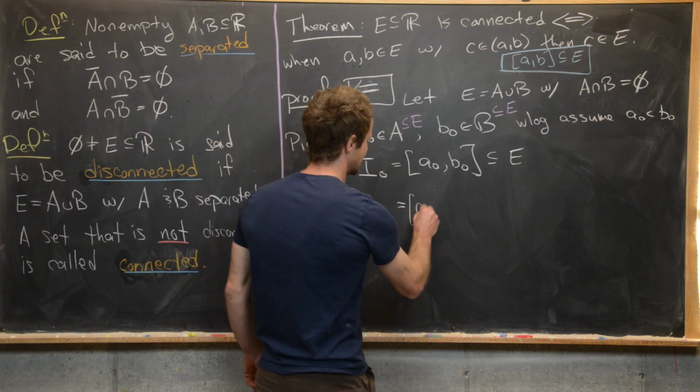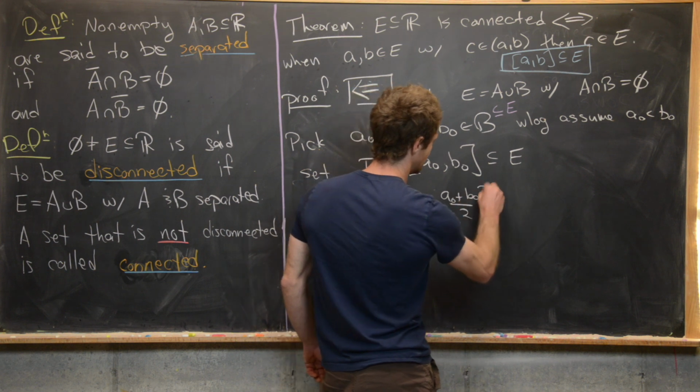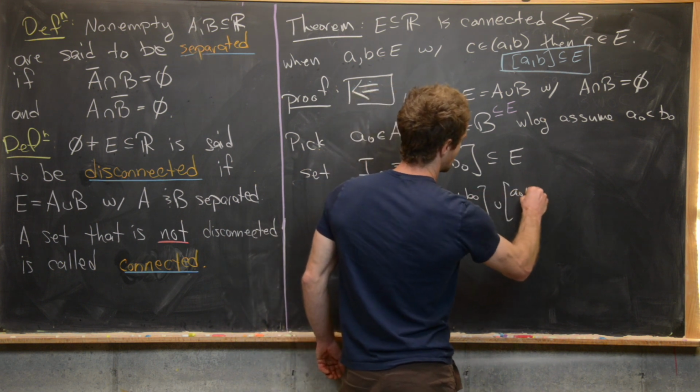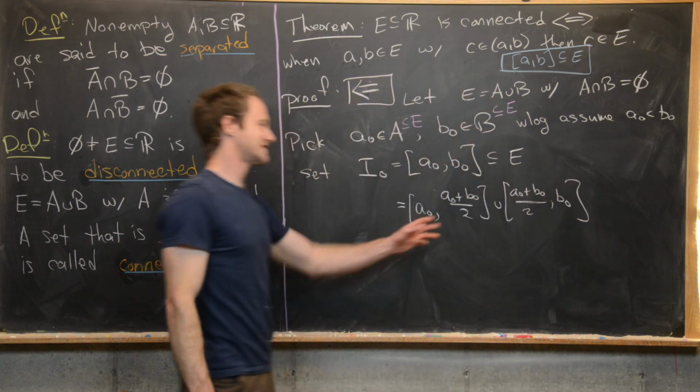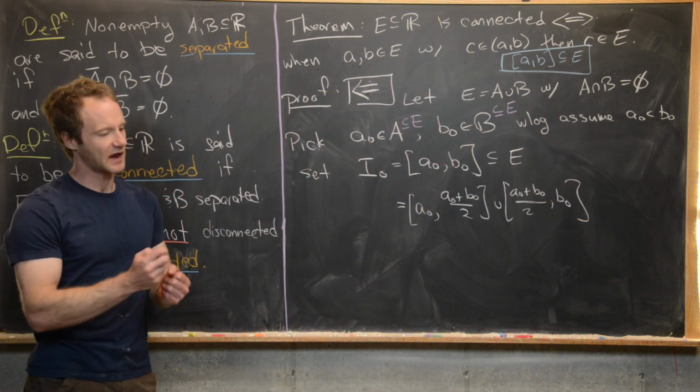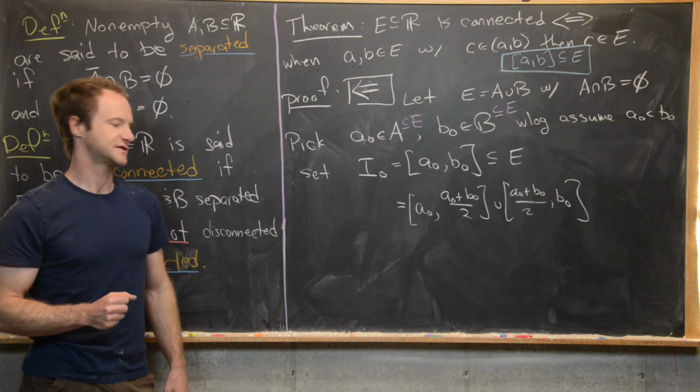So I'll bisect it into [a₀, (a₀+b₀)/2] union [(a₀+b₀)/2, b₀]. So notice that's exactly the same set. It's just we've taken this closed interval and decomposed it into two equal parts.